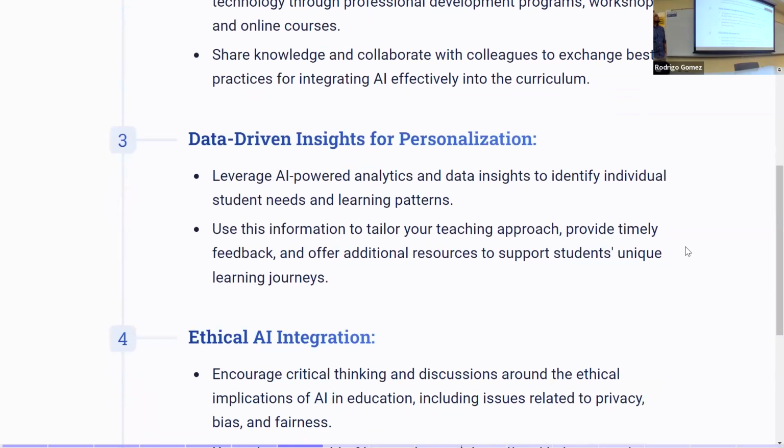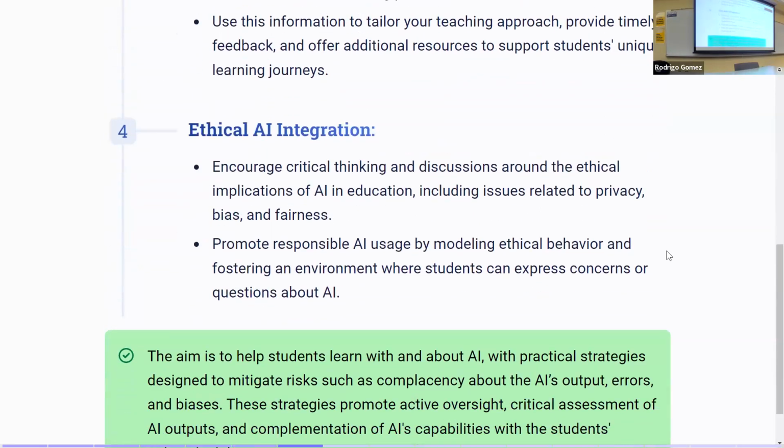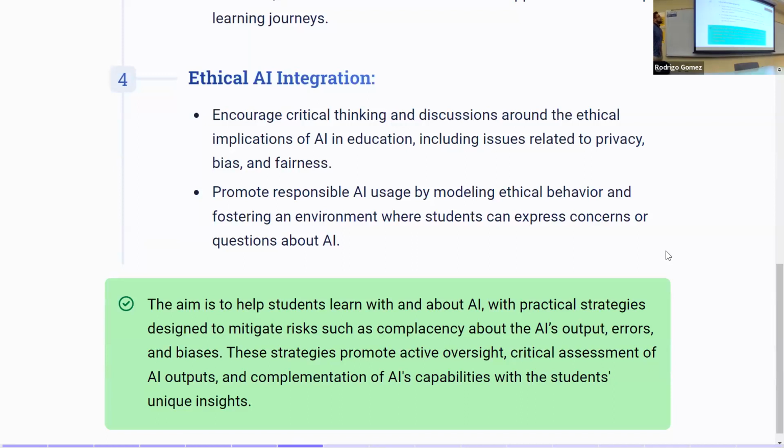Data-driven insights for personalization, again, are important. We briefly talked about that a moment ago. We need data. But this is a huge thing here. Ethical AI integration. So we need to encourage critical thinking and discussion around ethical application, the implications and the application of AI in education. We need to promote responsible usage. And so, you know, this is the aim.